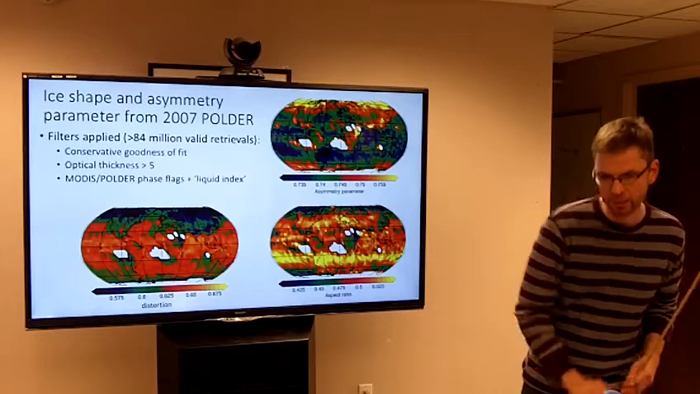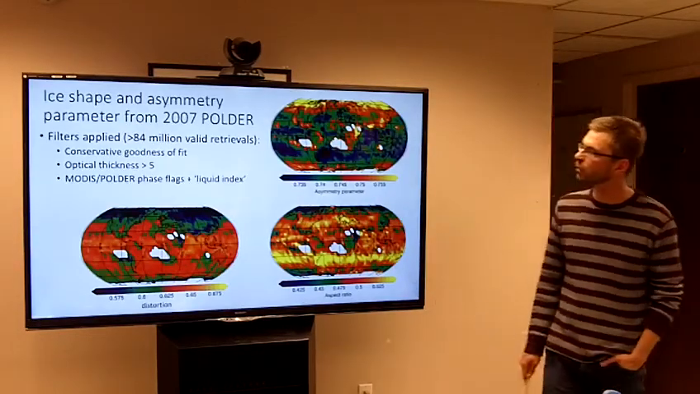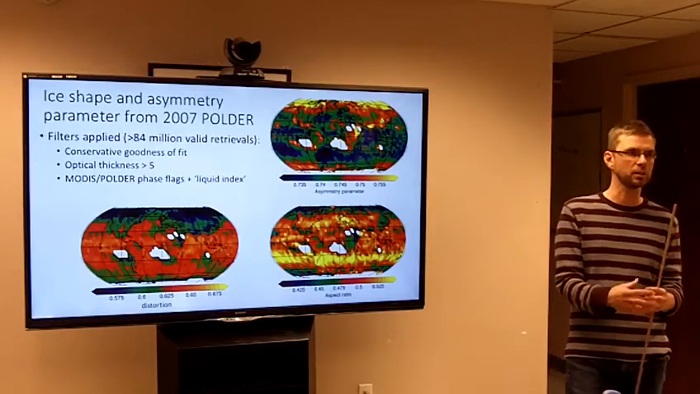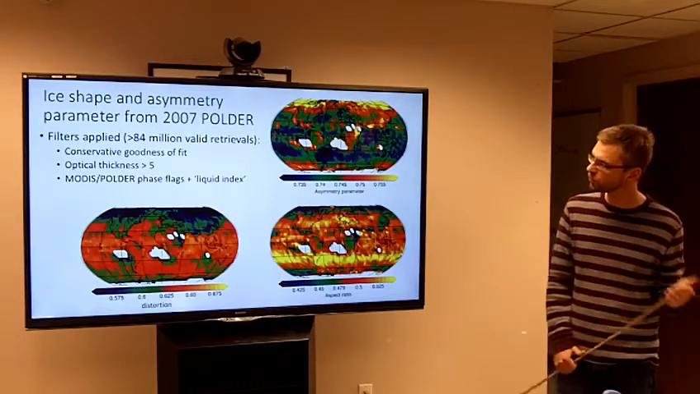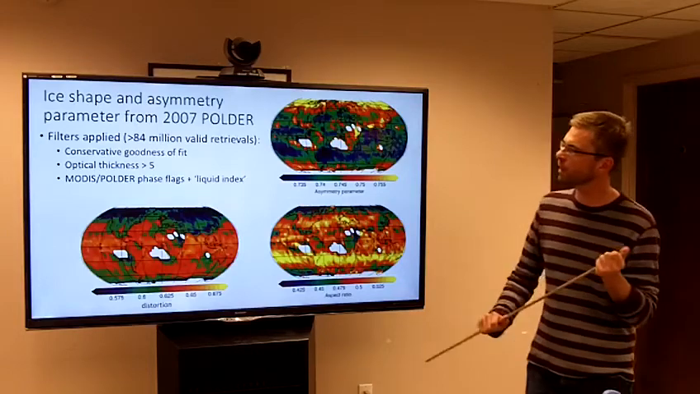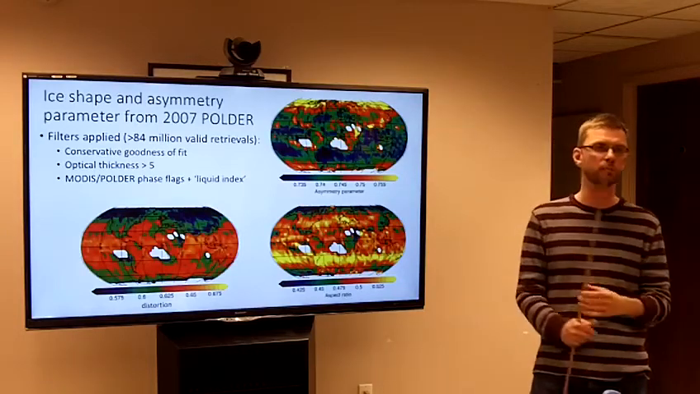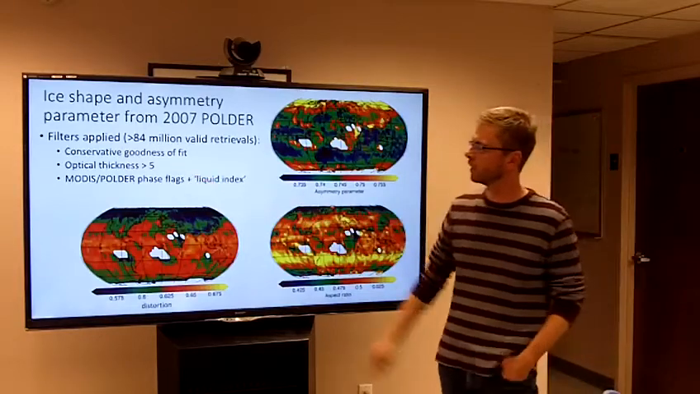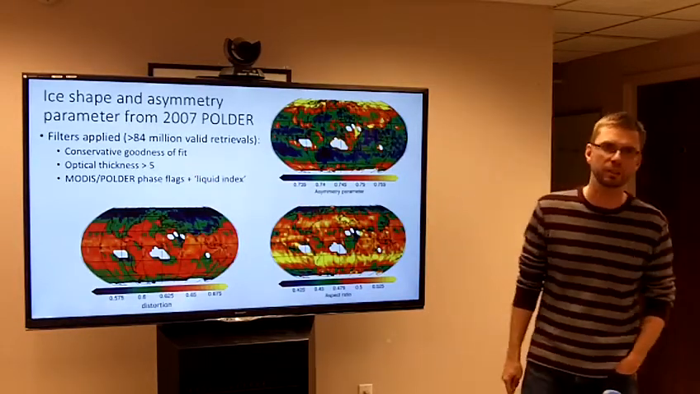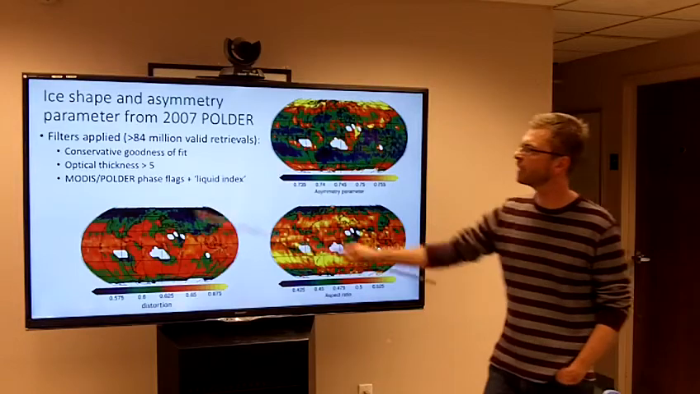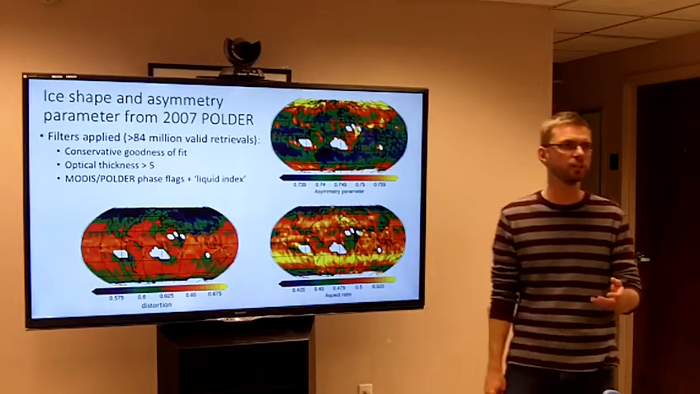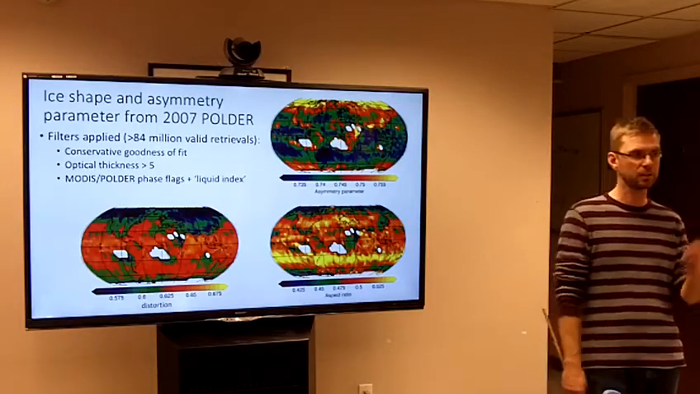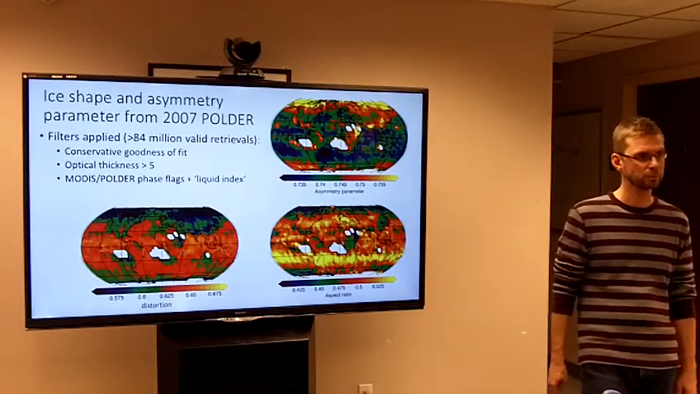I applied this retrieval to POLDER measurements from 2007, on a 6x6 kilometer pixel level. There are filters applied for the goodness of fit. I only look at thick clouds, optical thickness larger than 5, and I apply very stringent phase flags, so only looking at ice clouds. Everything's single scattering, right? It's the top of the clouds.